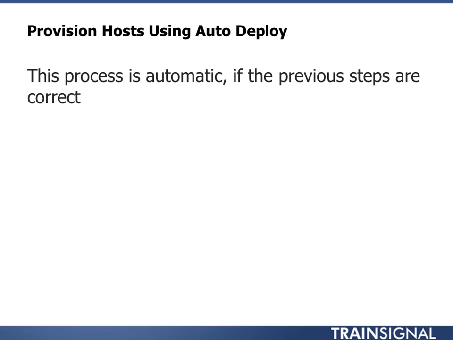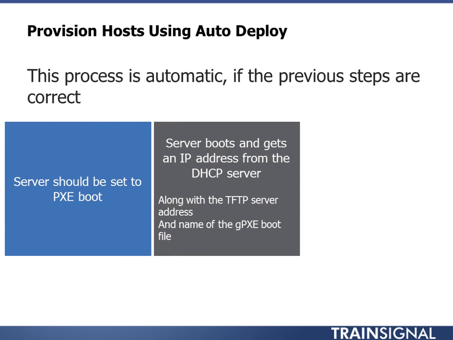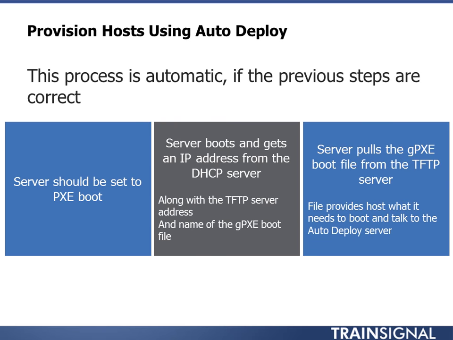So once you do this, the process is basically automatic. The server should be set to PXE boot. The server boots and gets an IP from the DHCP server along with the TFTP server address and the name of the gPXE boot file. That's your option 66 and 67. Then the server pulls the gPXE boot file from the TFTP server, and the file provides the host what it needs to boot and talk to auto-deploy.